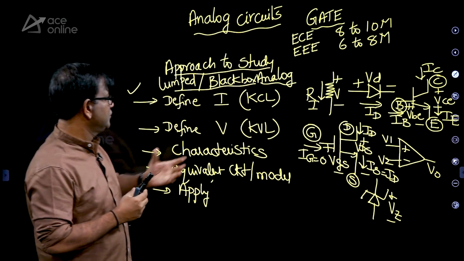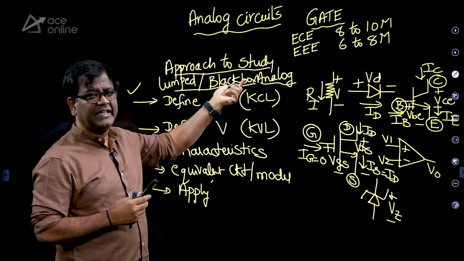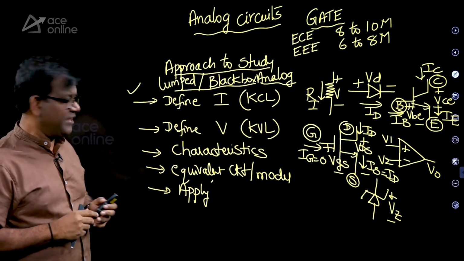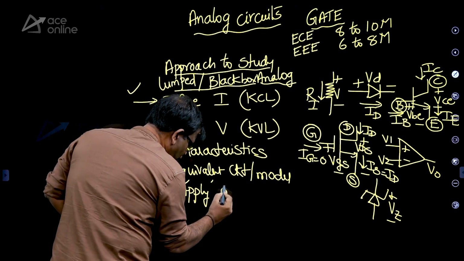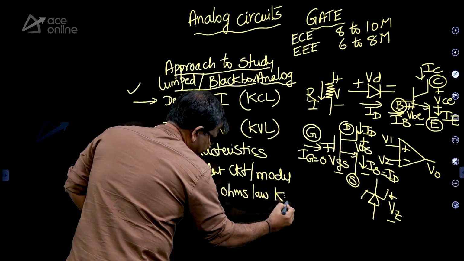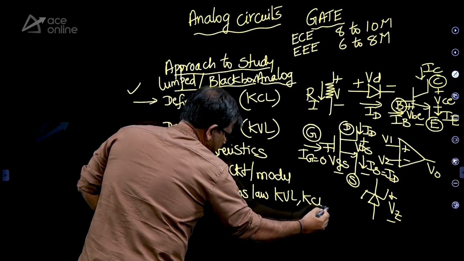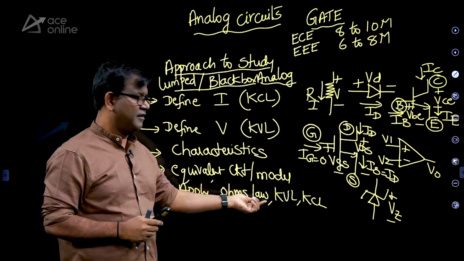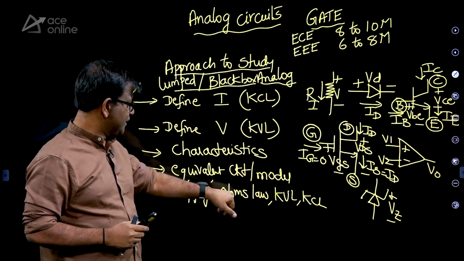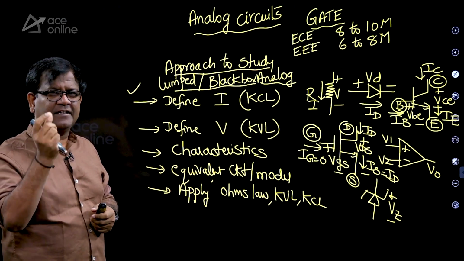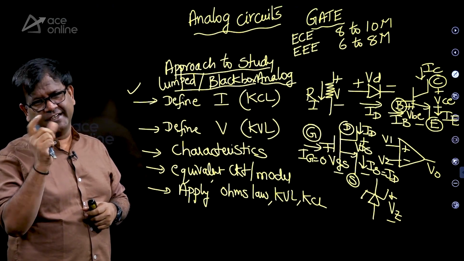The workhorse of the analog and digital world is KVL and KCL. So you have to apply Ohm's law, KVL and KCL. This is more than enough. So the tools needed for solving analog problems are Ohm's law, KVL and KCL. And of course, basic standard coordinate geometry is needed, right?